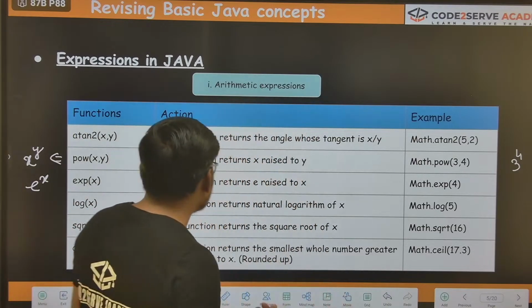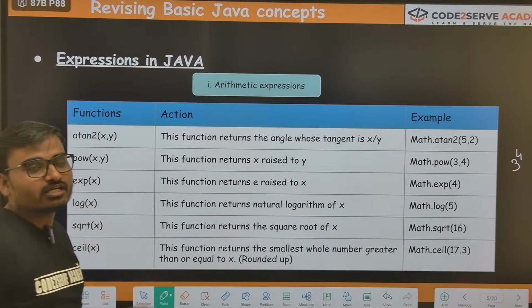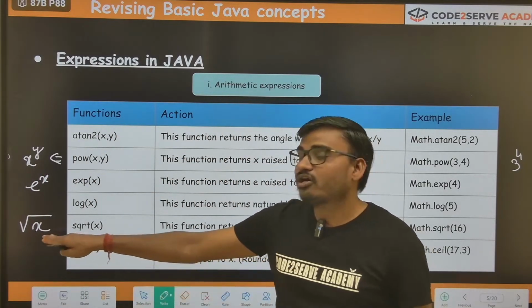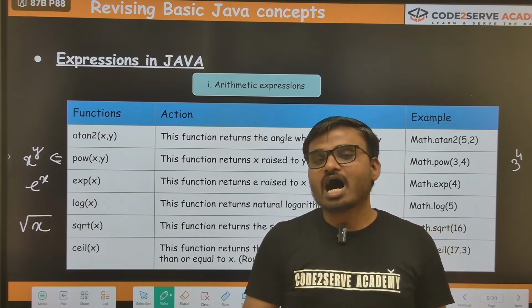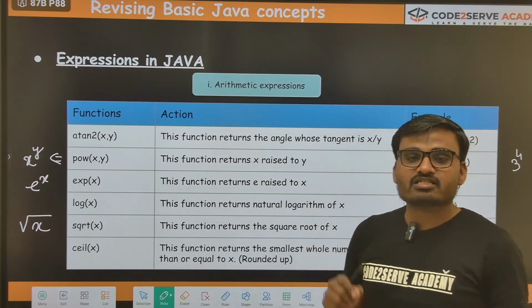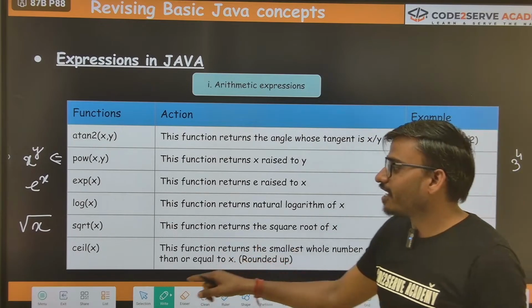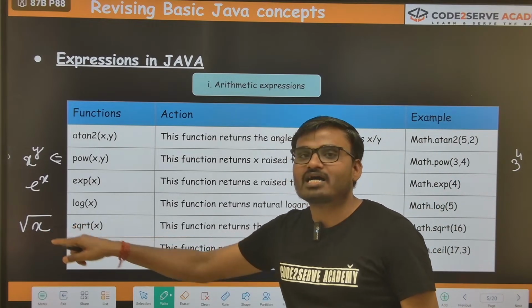What I mean by this is, if you want to find the square root of any number, say you have been given a mathematical expression in a question, like under root x, and you will be asked to convert the same into a Java expression. How are you going to write it? You will write math.sqrt, and in that function you are going to pass x.